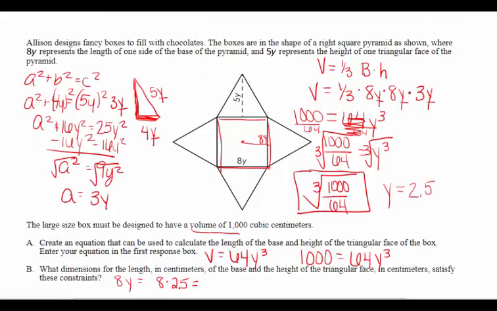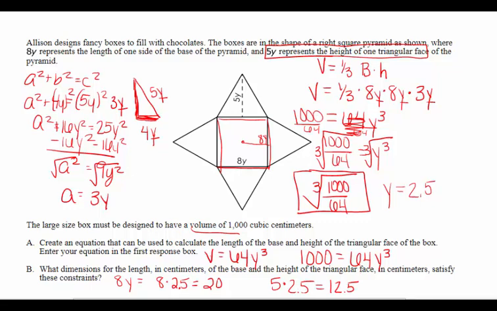Also, the triangular face. Now, notice though that the height of the triangular face is the same wording that we have here, and that's what 5y represents. So not the height of the entire pyramid, not going back to the 3, but we're going back to that 5, because that's what was initially given, and that does represent the height of just one triangular face. And so for 5y, we now know that y is 2.5, and so that should be 12.5.